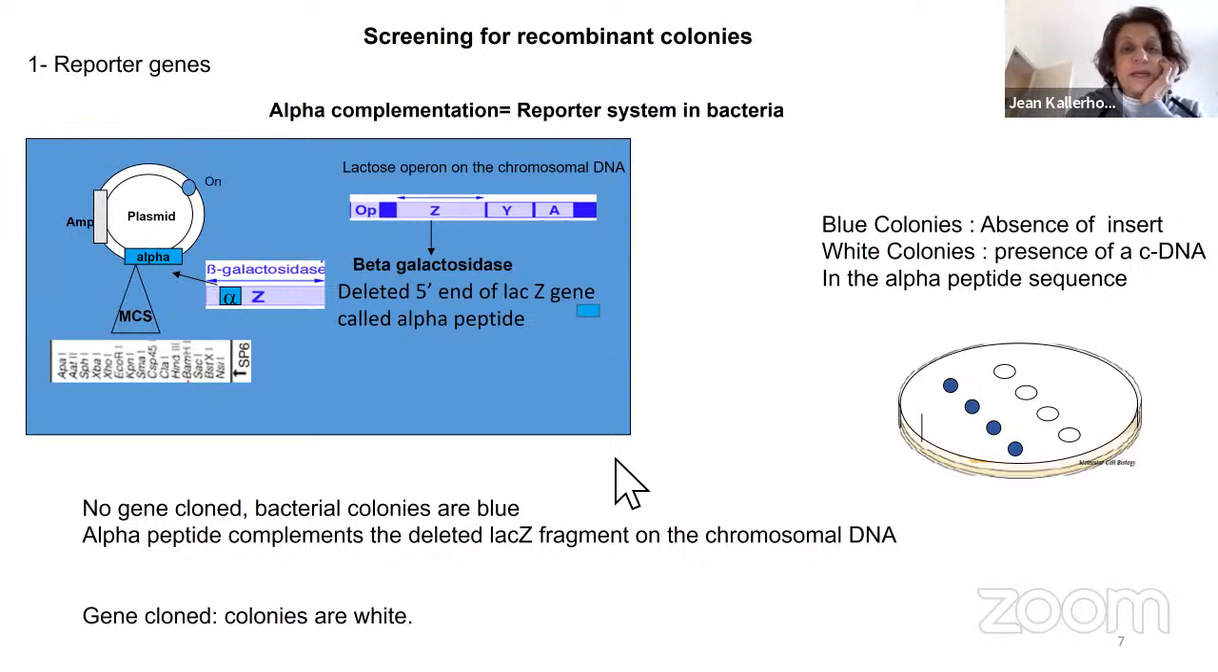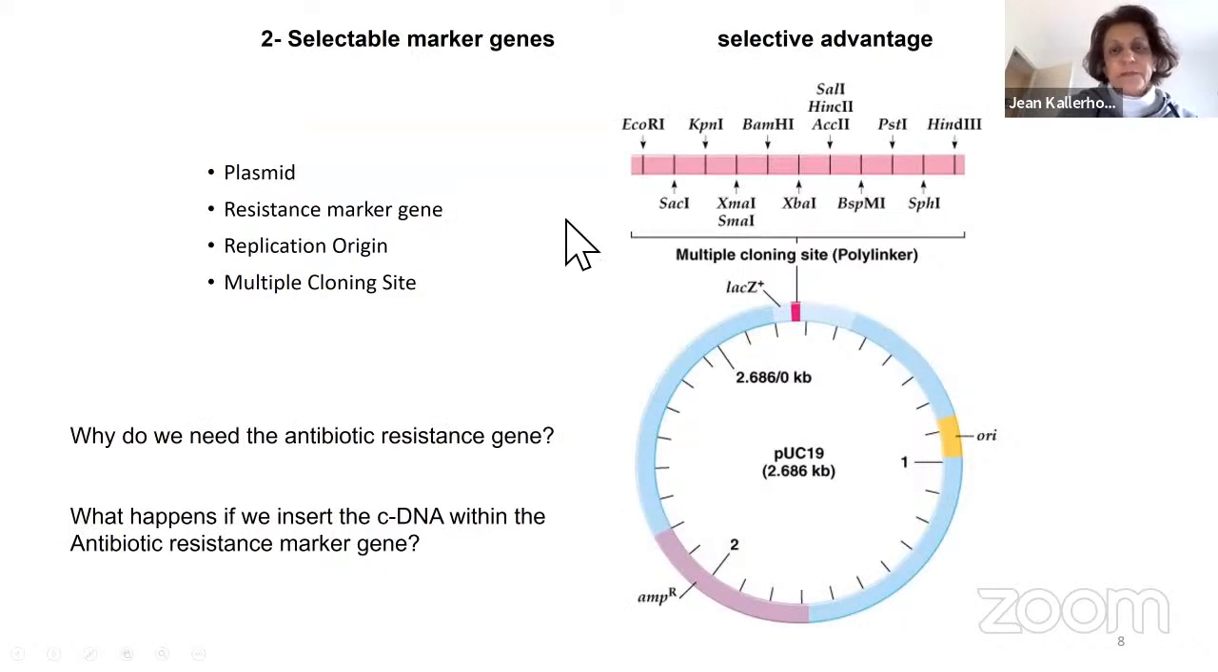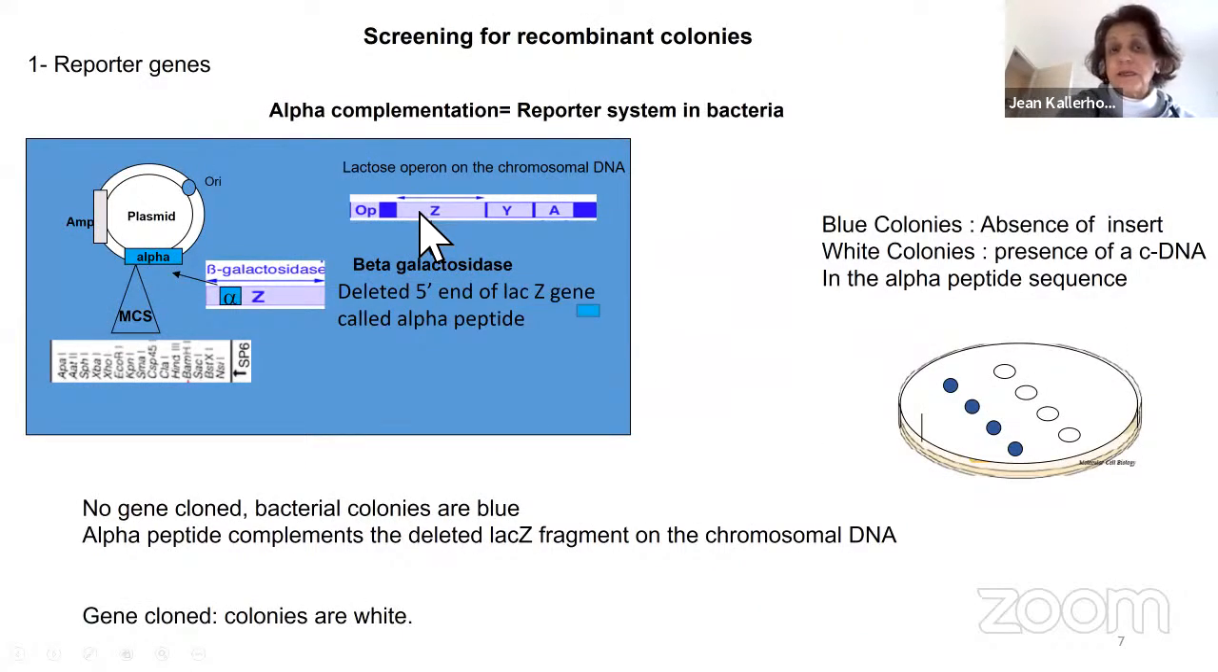So if this is the bacteria, the big blue rectangle, you have this engineered plasmid. And on top of it, you have the chromosomal DNA of the bacteria, but with a deleted LAC-Z gene. So you have here a short version of the LAC-Z, and the portion that has been removed has been put on the plasmid. Okay.